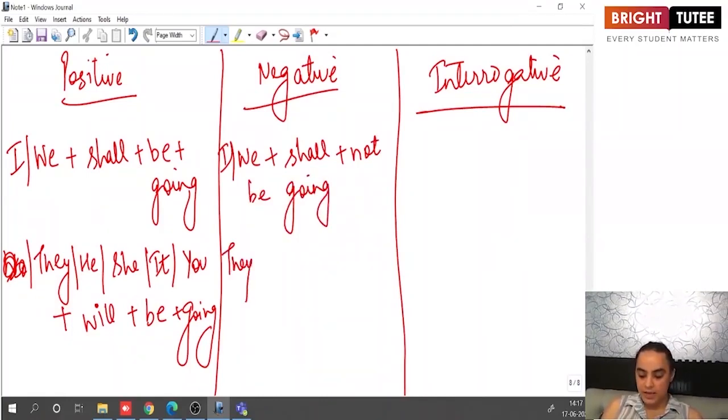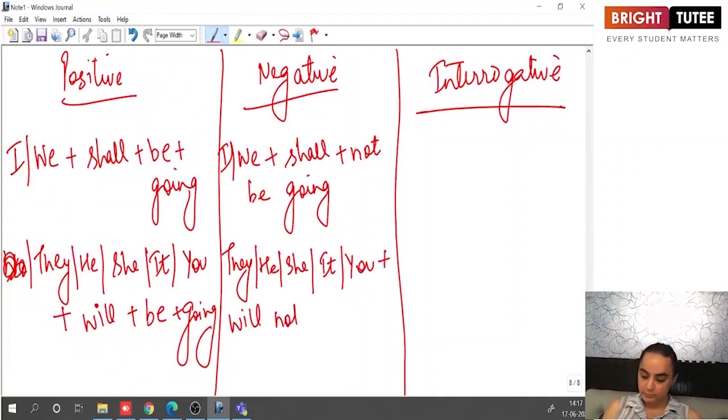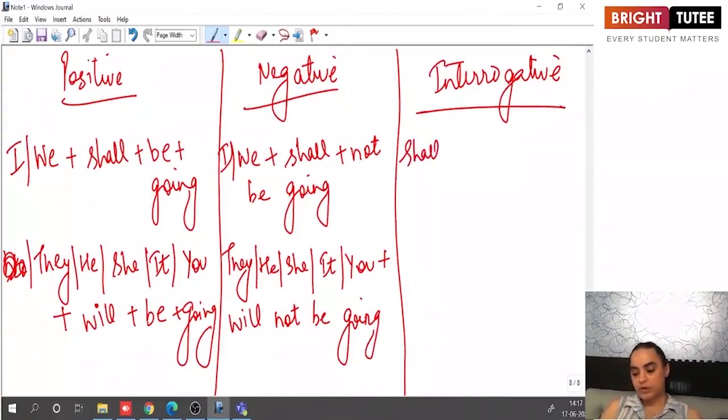And they, he, she, it, you plus will not be. Alright? How do we frame the interrogative for it? Shall I or shall we be going? Question mark.